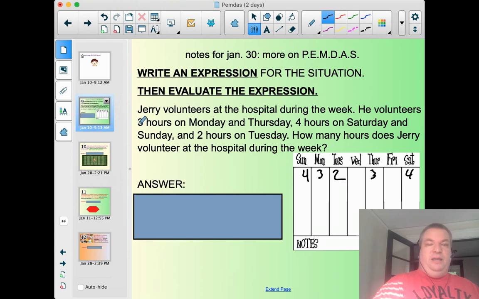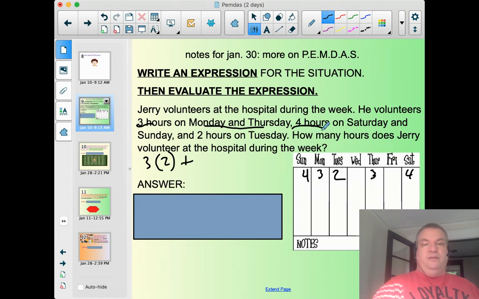So we're told that he volunteers for 3 hours on Monday and Thursday. So that means we have 2 3s that we're adding together, right? So 3 is the number of hours that happens. It happens 2 times, so we can do 3 times 2. Okay, now adding on to that, it says he works 4 hours on Saturday and Sunday. So 4 hours happens 2 times also. You can see in our chart we have 4 showing up twice. Okay, so the way I can figure out how many hours that is just by doing 4 times 2.